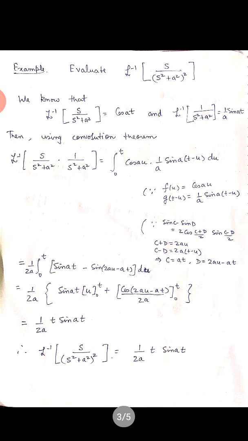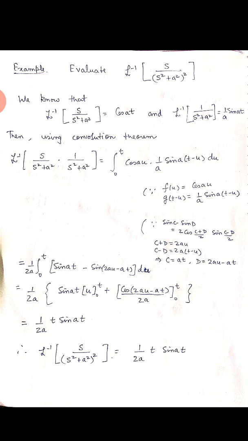So let us look at some examples where we are going to use the convolution theorem to solve the problem. The first problem we have is that we want to evaluate the inverse Laplace transform of the function s over (s square plus a square) whole square. There are many ways to compute the inverse Laplace transform of this function, but here we are going to use the convolution theorem.